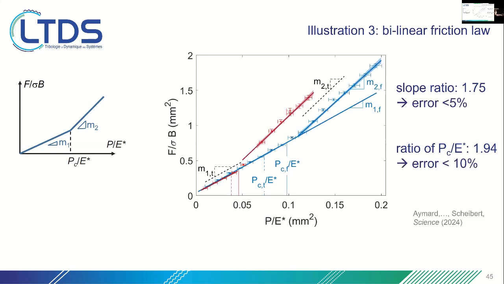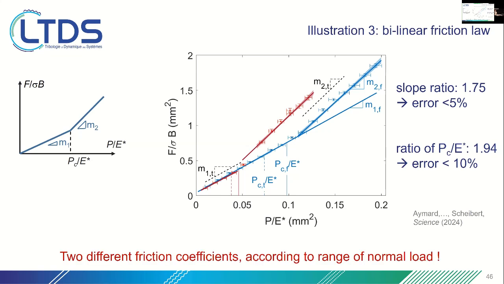Again, the results, so two samples, two colors, red and blue. Each of them, as you can see, is well bilinear with the expected slopes for both regimes. And what you can see is that the main difference is that the transition for the red is here and the transition for the blue is here. Meaning that the two samples behave identically in friction at low normal loads, but have very different friction behavior at large normal loads. And for each of them, we can see the slopes as two different friction coefficients, one for small normal loads, one for large normal loads, which is not seen in nature.